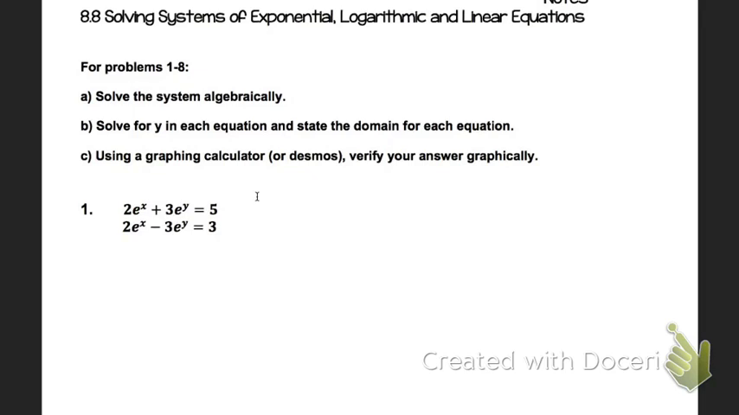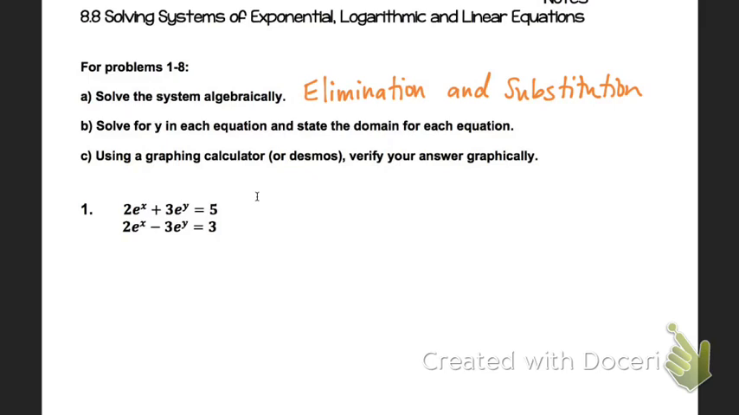What are the two ways that we learned how to solve a system, like last semester? Elimination and substitution. Good. Elimination and substitution.